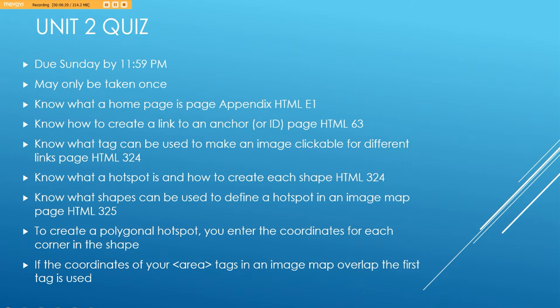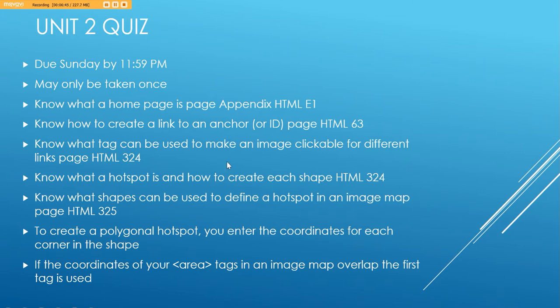And I will have a checklist again this week, like I did for Unit 1. The Unit 2 quiz is due Sunday at 11:59 p.m. It can only be taken once. Know what a home page is. That's on appendix page HTML E1. Know how to create a link to an anchor or ID, page HTML 63.